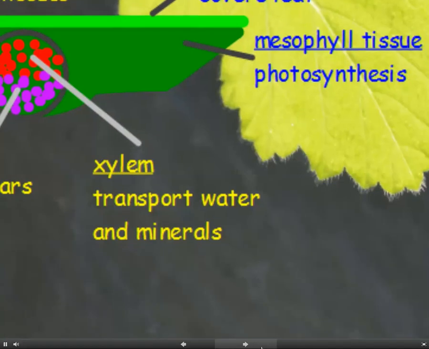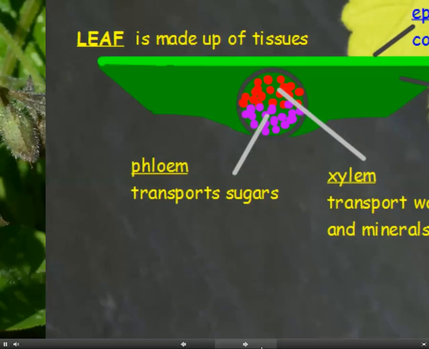Xylem tissue, these are the blobs shown in red, these form long tubes which transport water and minerals along the leaf and up and down the stem. The phloem tissue, shown here in purple, again this forms long tubes, and the job of phloem tissue is to transport sugars and food substances along the leaf and up and down the stem.